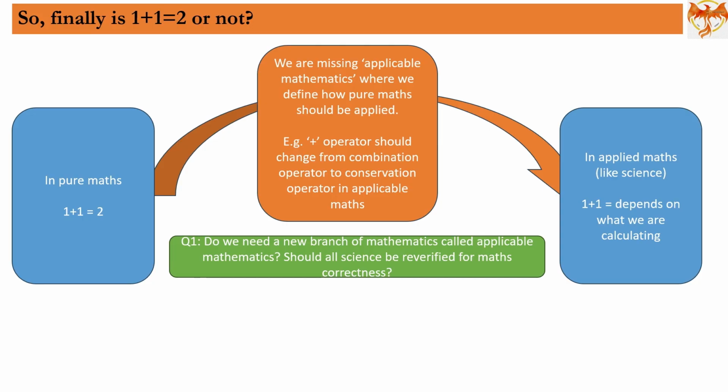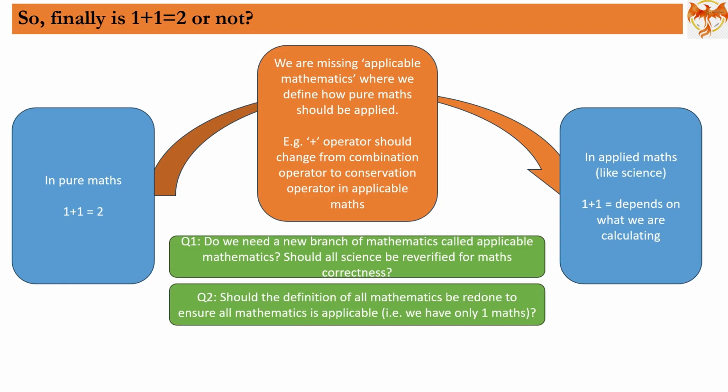So first question for you guys, do we need a new branch of mathematics called applicable mathematics? And how do we know that since science is applicable mathematics, they've always applied mathematics the correct way? So do we need to go back and review all scientific theories to see basically if they've goofed up their mathematics, right? Do present your comments on it.